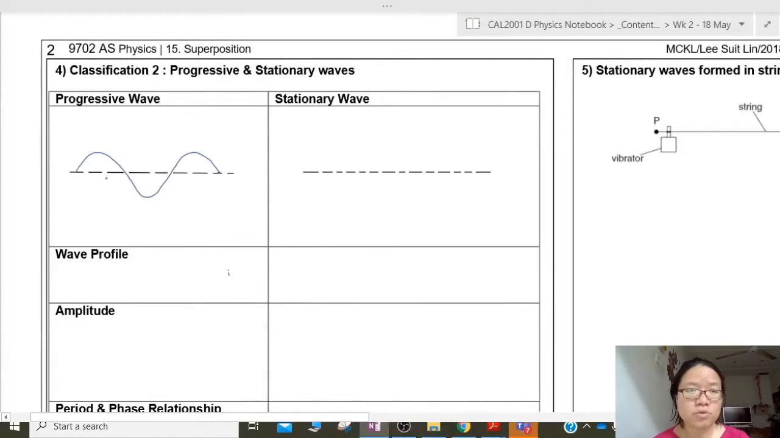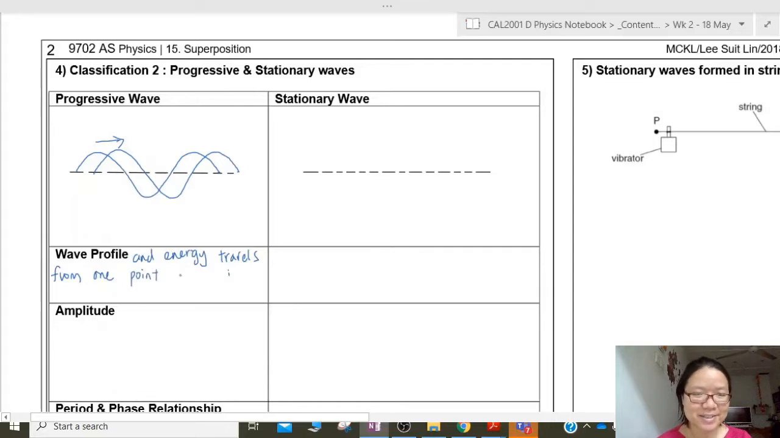Right now we're going to compare progressive and stationary wave. Progressive is just the blue wave alone, and you can see the blue wave will travel. The wave profile, and with it the energy, will travel from one point to another point, normally through a medium, unless it's light or microwave, which is also light.